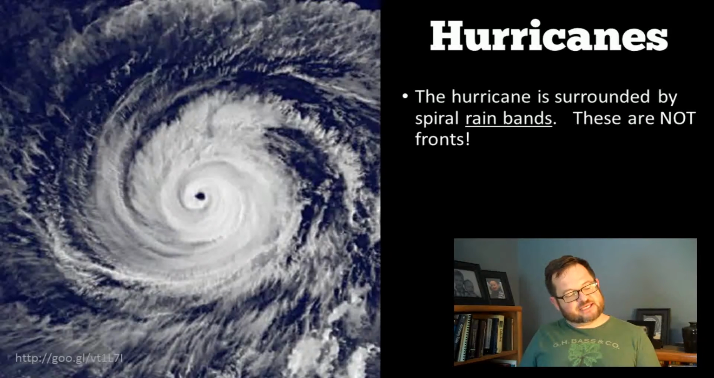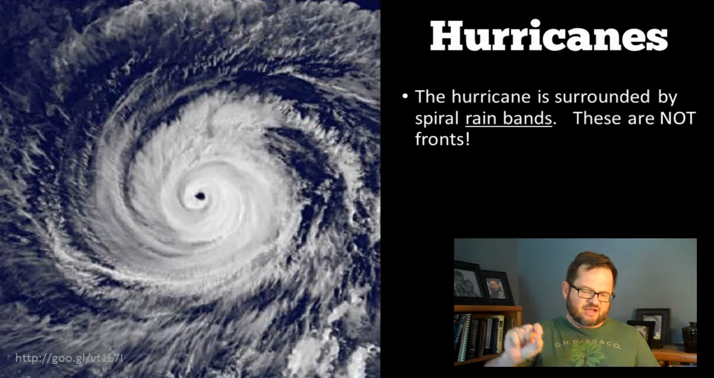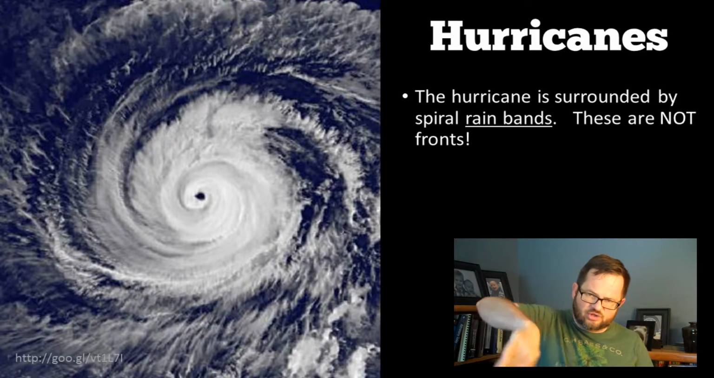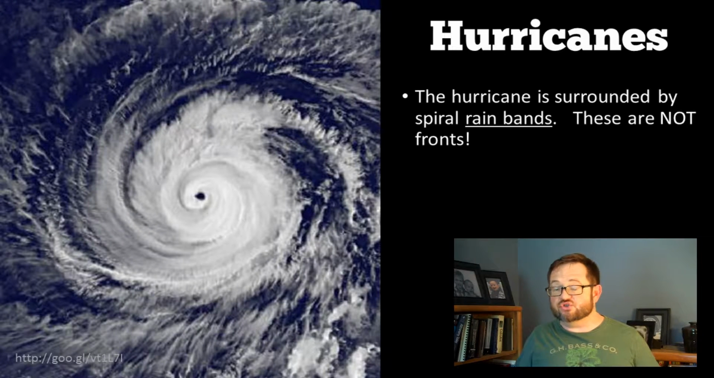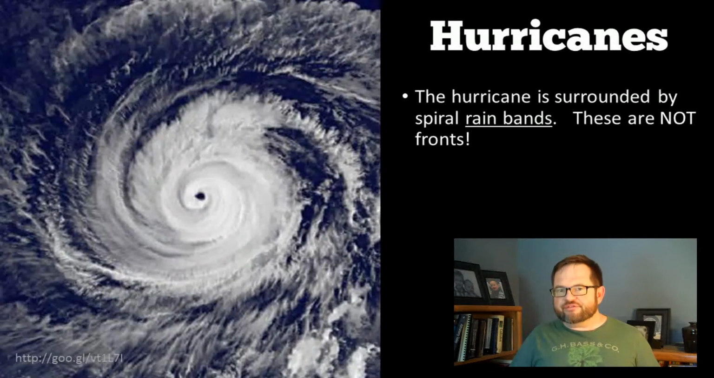If you examine that satellite picture, you can see another thing that's going on: there are these pinwheel-shaped bands of clouds that start on the outside of the hurricane and spiral in towards the center. Those are called rain bands. And they are, in fact, what produces enormous amounts of precipitation in the hurricane. And they are nothing like fronts.